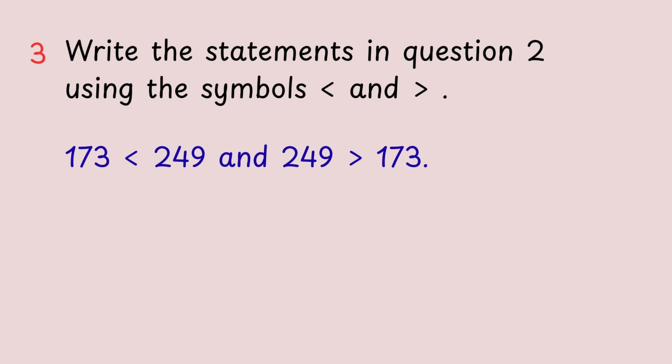And we read this from left to right as 173 less than 249. And for the second sentence, 249 is greater than 173. So the alligator's mouth opened up wide to the bigger one. So we can read this from left to right. That will be 249 greater than 173.